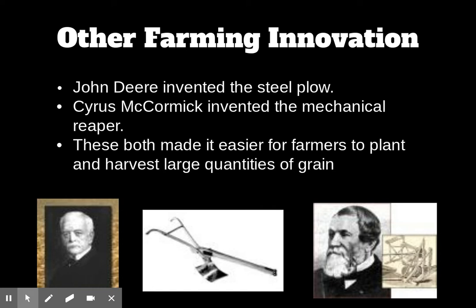We also have the invention of the mechanical reaper, which you can see a little bit down here. The mechanical reaper is going to cut wheat plants at the base and remove the wheat seeds from the stalk, which we eat, the wheat seeds, and then the wheat stalk is used to make hay. So this also greatly increases the speed that farmers can harvest their crops.